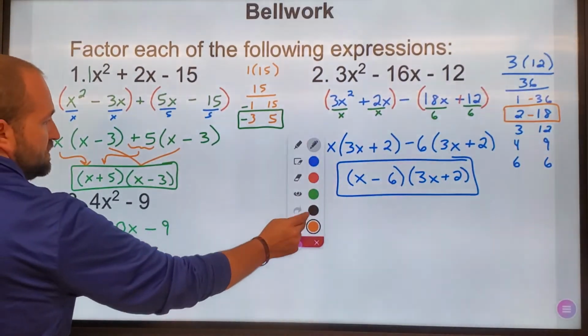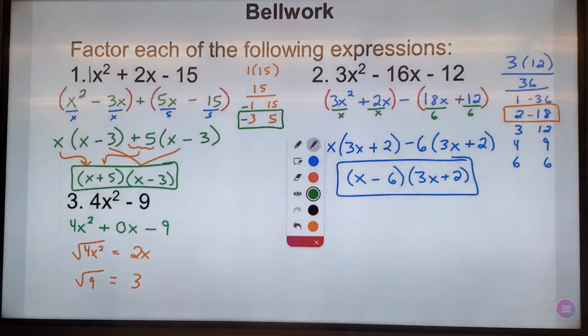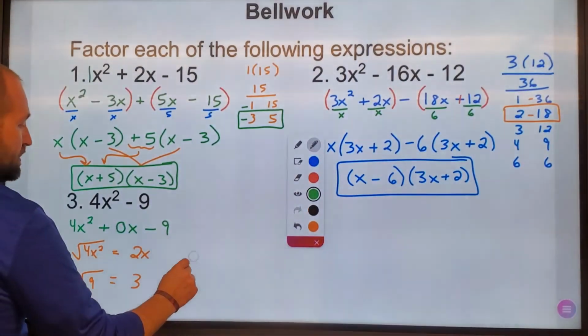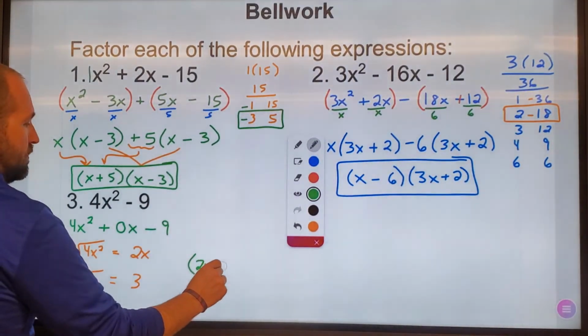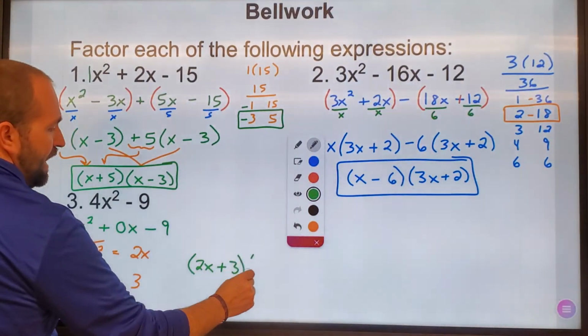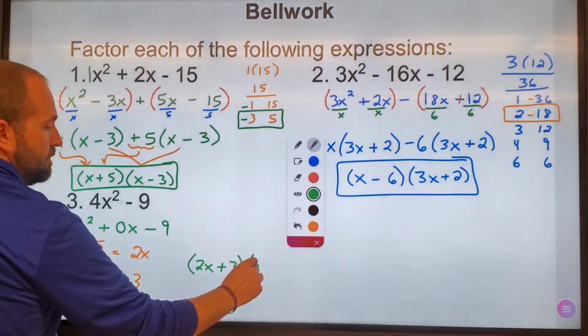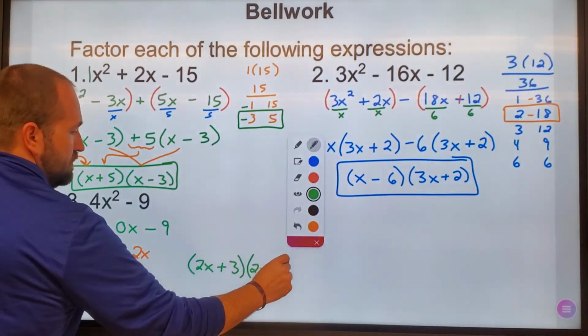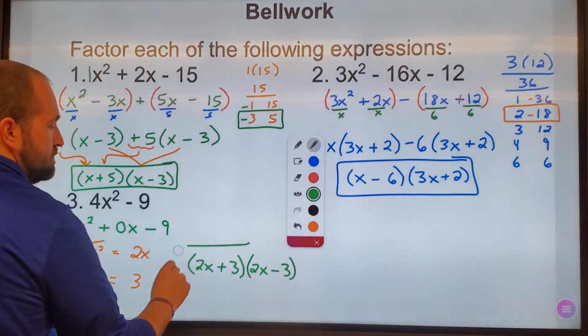So when I factor this out, I get the square root of the first plus the square root of the second. And then that's times square root of the first minus the square root of the second.